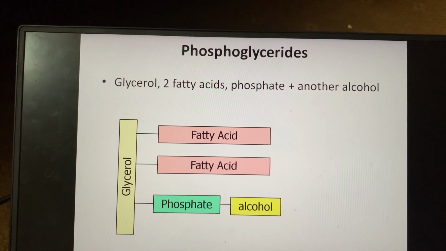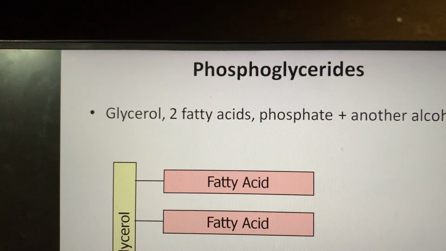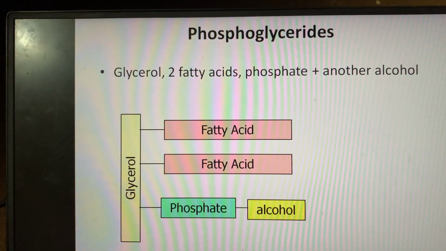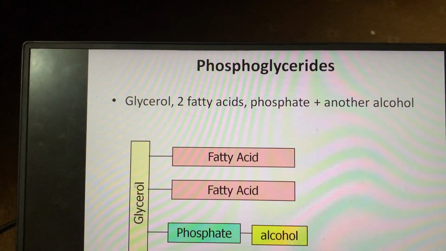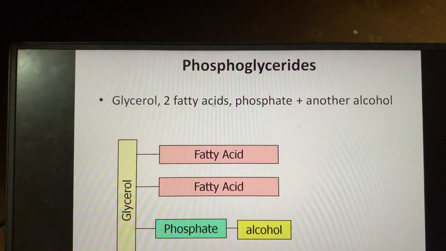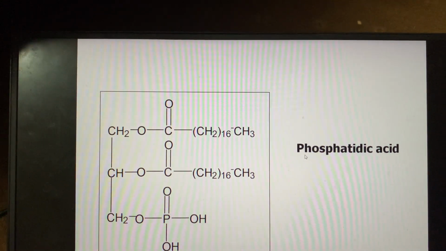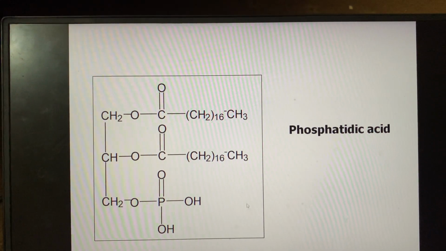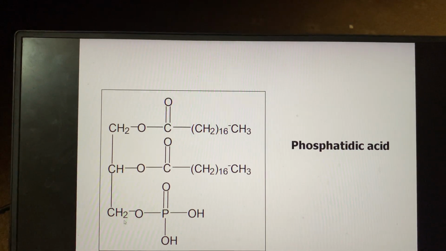Then comes the phosphoglycerides. In triglyceride, this was the structure. There are 2 fatty acids, and in triglyceride there was the 3rd fatty acid down there. But in phosphoglycerides you can see phosphate along with alcohol, in combination with the glycerol and these 2 fatty acids. You see glycerol, 2 fatty acids, phosphate, and another alcohol. They produce phosphoglycerides. Phosphatidic acid is glycerol along with 2 fatty acids, and there is phosphoric acid addition as a third group at the third carbon of this glycerol.